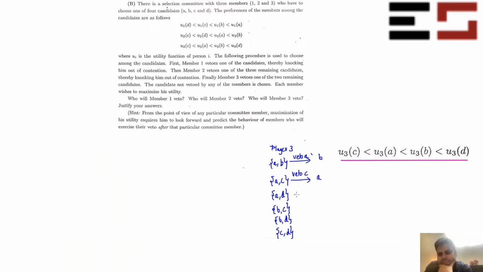A will be left. What do you think player 3 is going to do in this situation? A and D. Veto A. So D will be left. What do you think he is going to do in this situation? B and C. Veto C. B will be left. What do you think he is going to do in this situation?